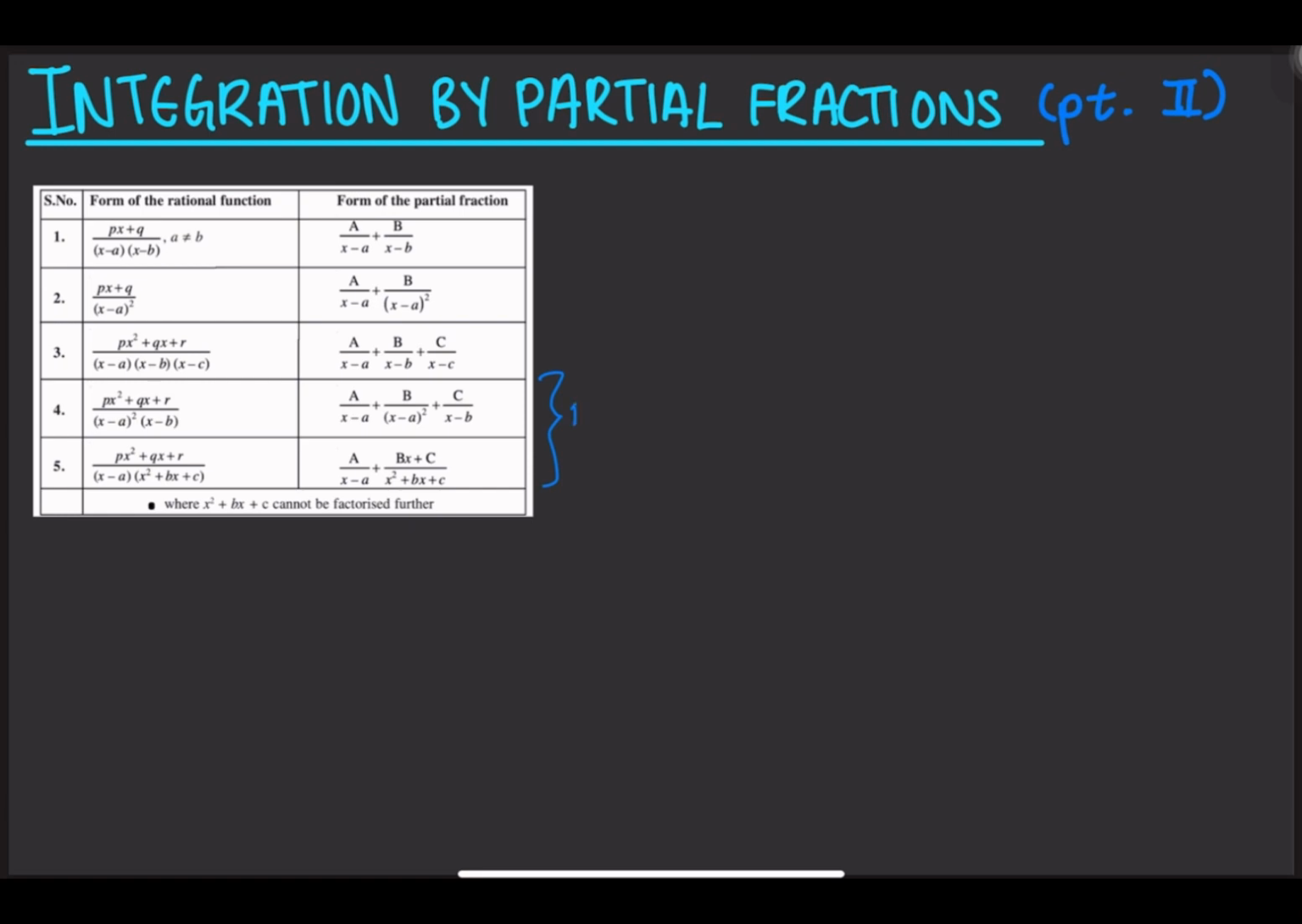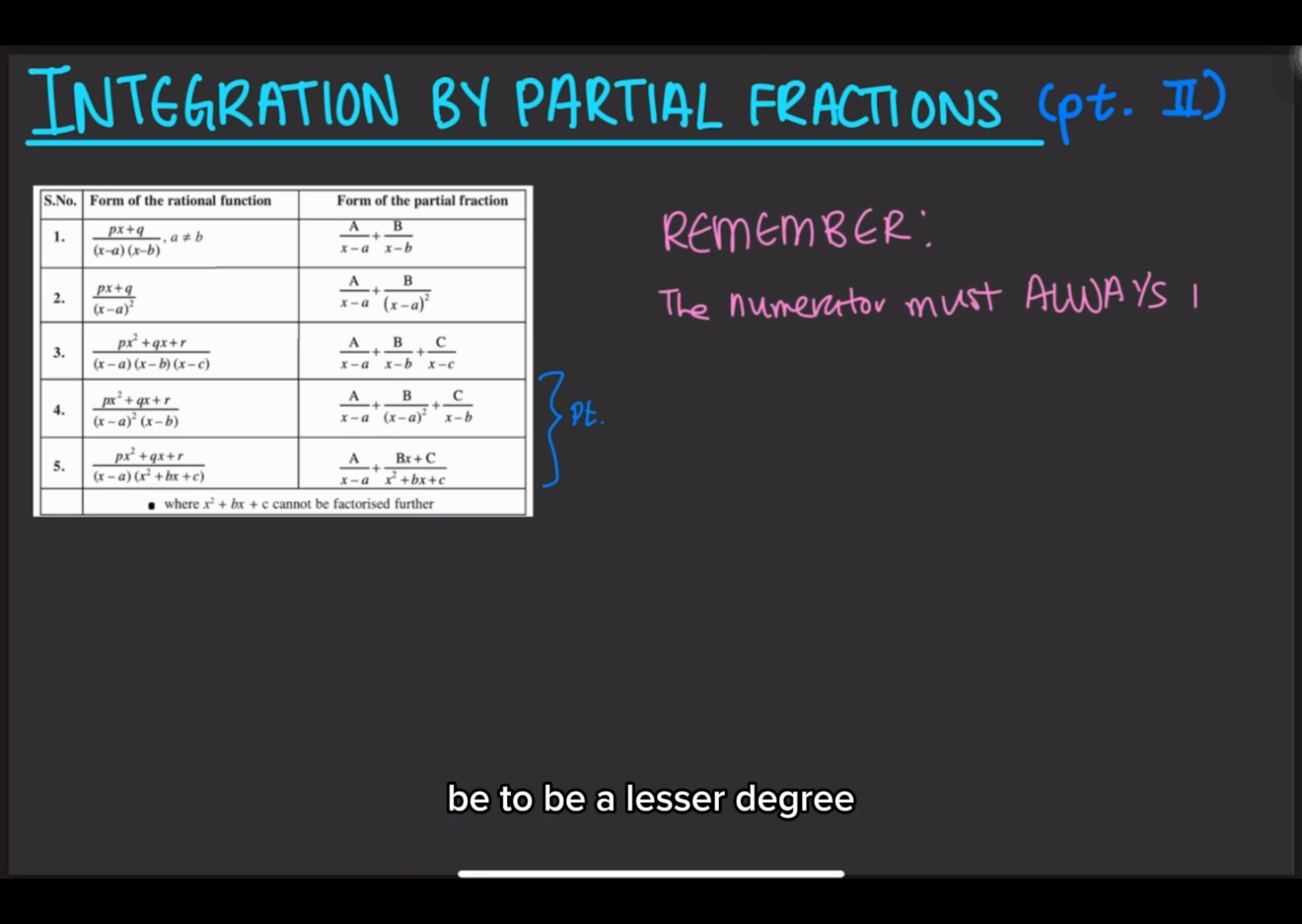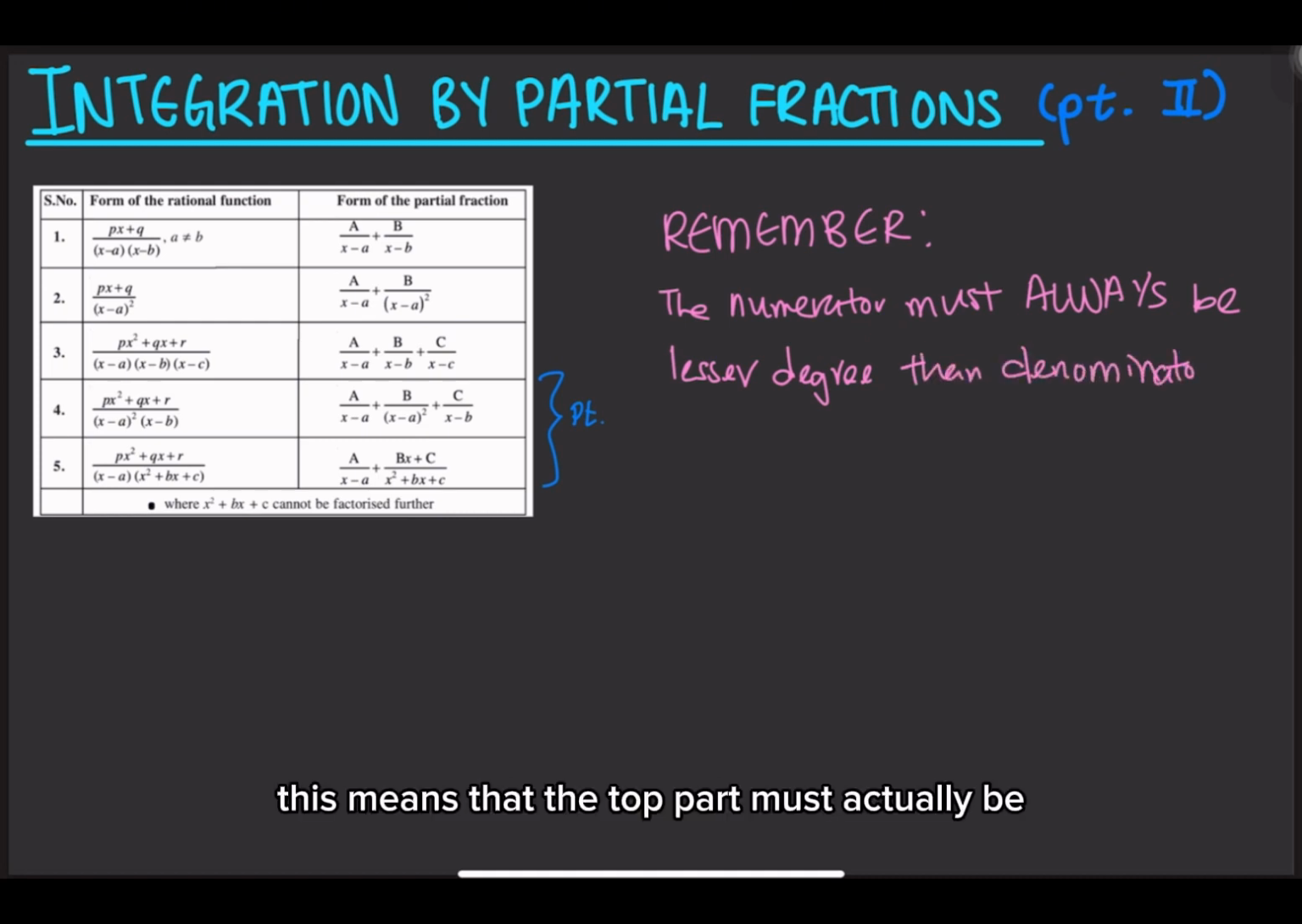the numerator must always be a lesser degree than the denominator. This means that the top part must actually be lesser degree than the bottom part. That is what we all agreed on when we want to do integration by partial fraction.